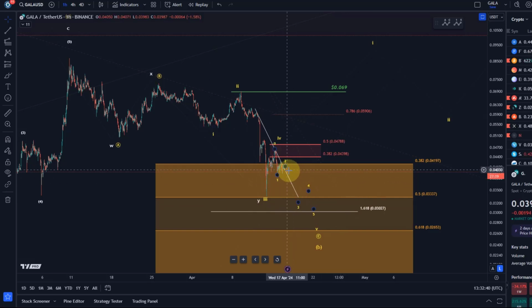But at the moment, there's no confirmation that a low is in place. Therefore, what we're going to watch for is another low, and if another low forms, then for a potentially impulsive bounce from either 3 cents or 2.6 cents.